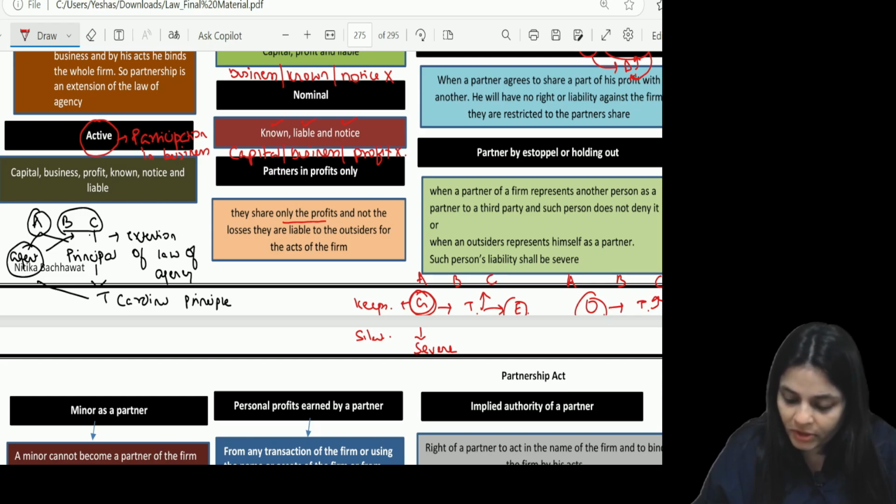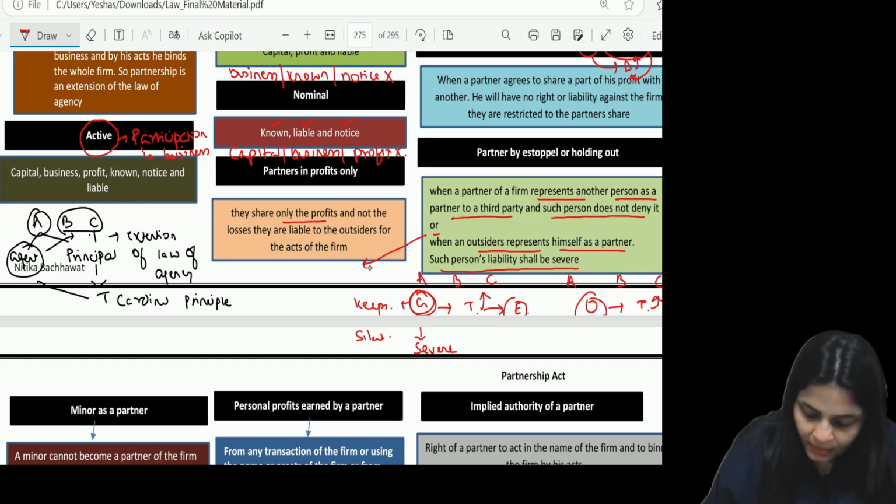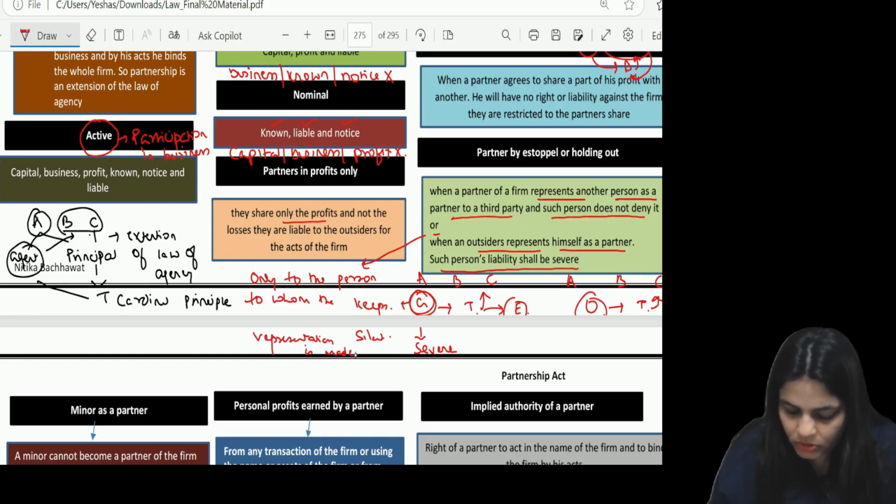So, when a partner of a firm represents another person as a partner to a third party and such person does not deny it, or an outsider represents himself as a partner, such partner's liability shall be several. And please remember, liability is only to the person to whom the representation is made, and not to any other person, right?